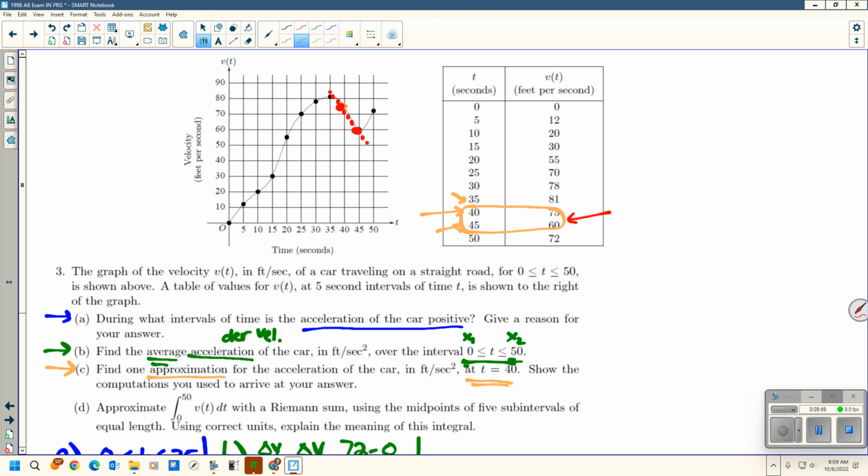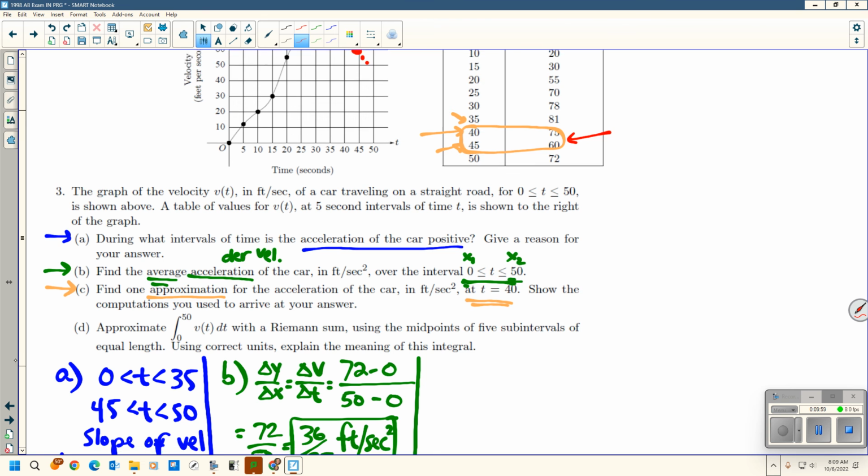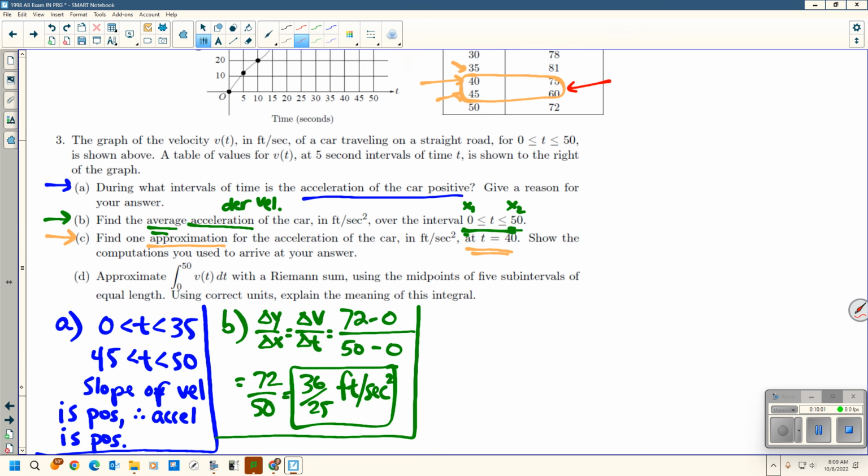So all I'm going to do is do a change in y over change in x again. I'll do this down here, in orange. So for C, changing y over changing x, 45 minus 40, and on top is 60 minus 75. So I got negative 15 over 5, which is negative 3, and in feet per second squared.